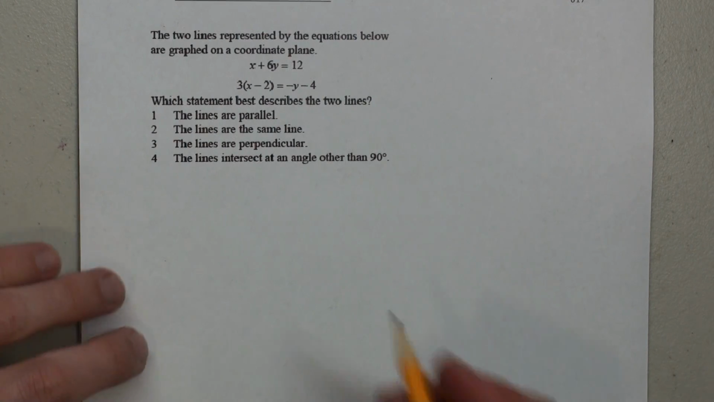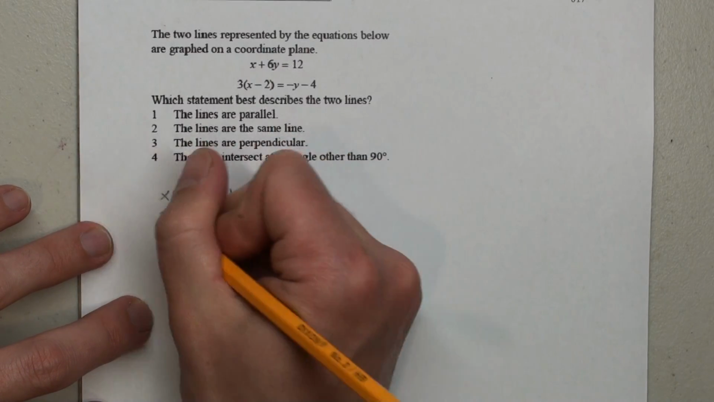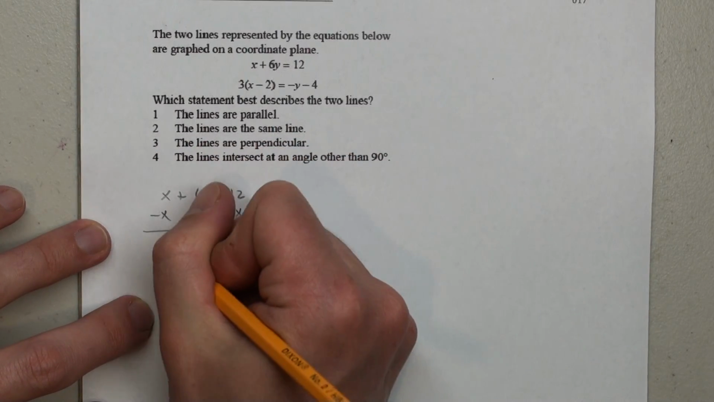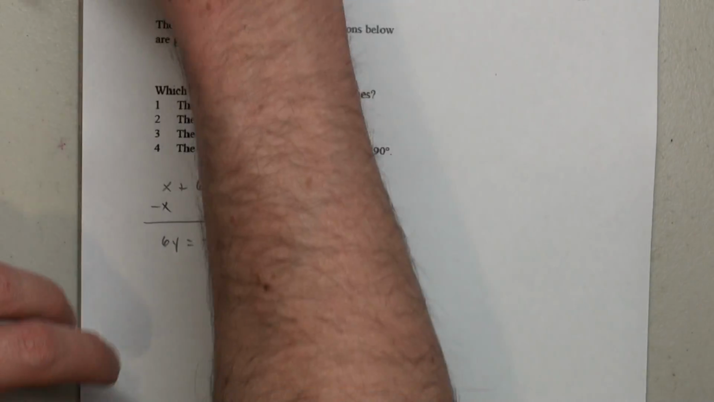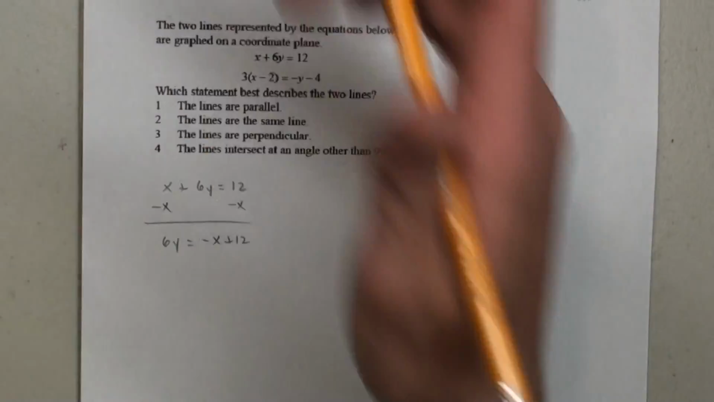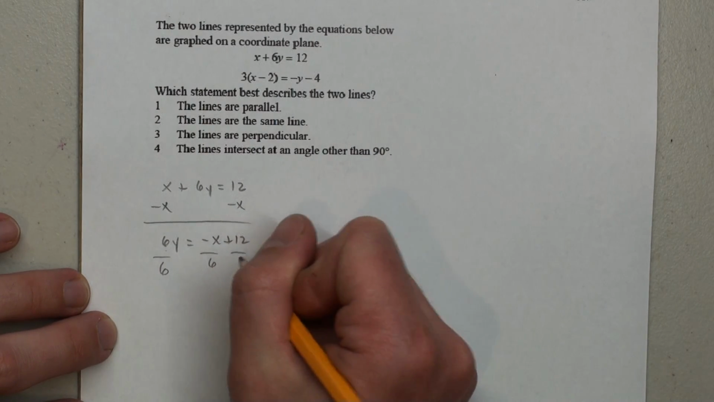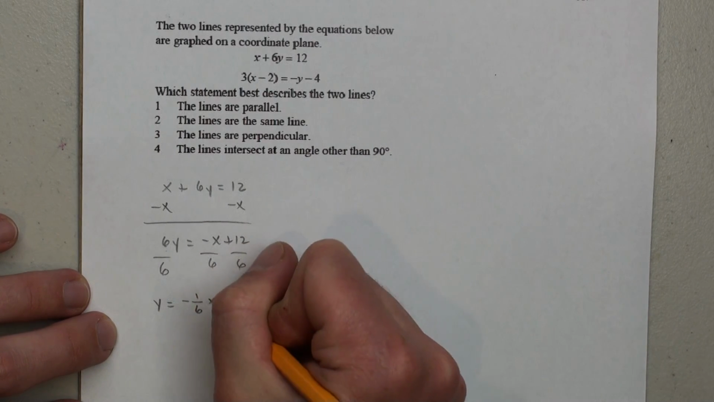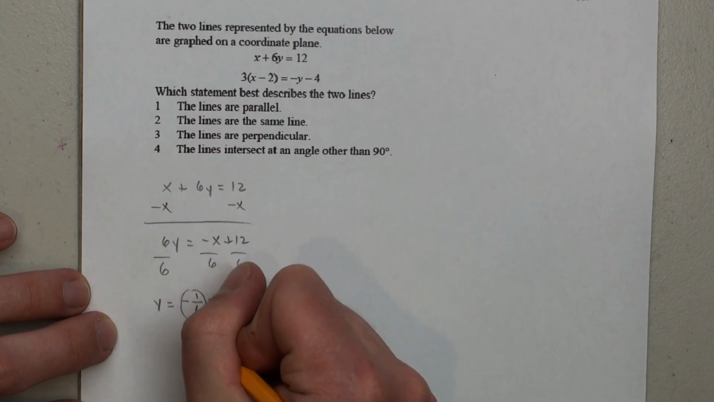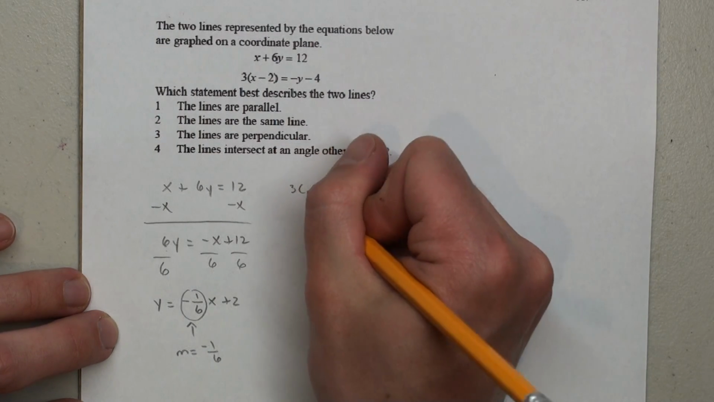Alright, so let's do the same thing to these two, because it's asking you the same question. 6y equals negative x plus 12. Whoops, did we circle? Yeah, we didn't have to. We don't have to for this one either. Y equals negative 1/6 x plus 2. Here's my slope. Here's my second equation.